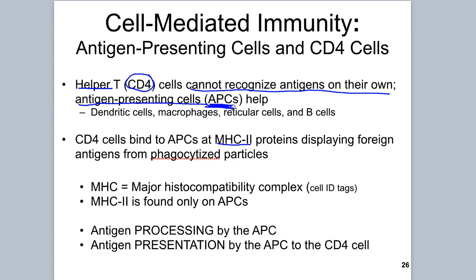You definitely need to know what APCs are. These are the cells that help the T cells recognize foreign antigens. APCs are always types of macrophage. They're always phagocytic cells. So APCs are always phagocytes.